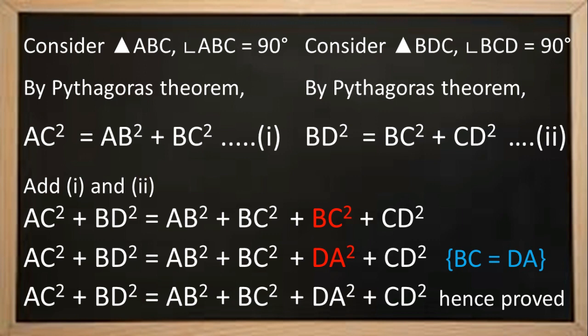Later, adding equation 1 and equation 2, by observing what has to be proved, all the values were equal except a value BC square. So BC is always equal to DA as the opposite sides of a rectangle are equal. Hence we have obtained the result we were supposed to prove.